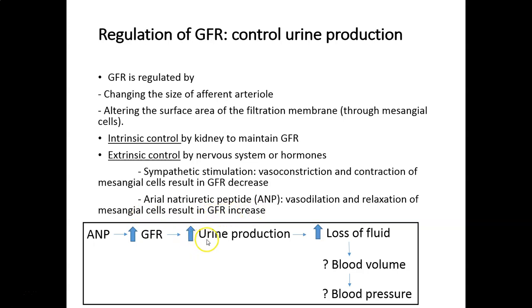So the increase of GFR means an increase of urine output, and then an increased loss of fluid because you lose a lot more fluid in the urine. And what does that do? You have decreased blood volume, and decreased blood volume is going to result in decreased blood pressure. That's how ANP can lower blood pressure.